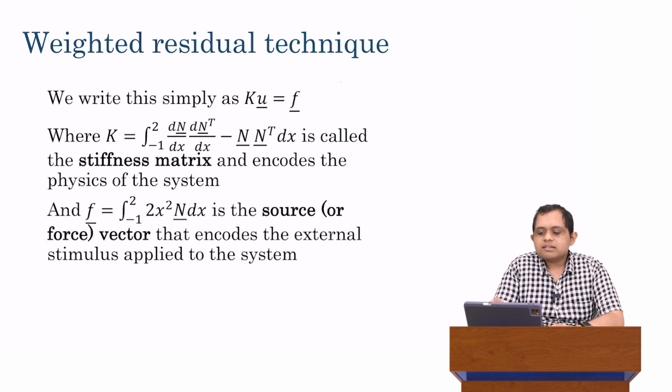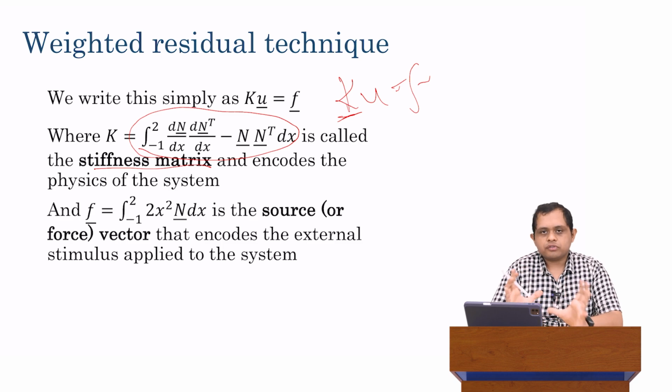We generally write this in compact form as ku is equal to f, where k was this term which we derived in the previous slide. K is called the stiffness matrix. All the physics of the problem, everything on the left hand side basically, is encoded in the stiffness matrix. F is what we call the source term. In some applications, particularly structural engineering, it's also called the force term. So either source or force. This encodes the external stimulus applied on the system. So it's the external force or the right hand side of the system.